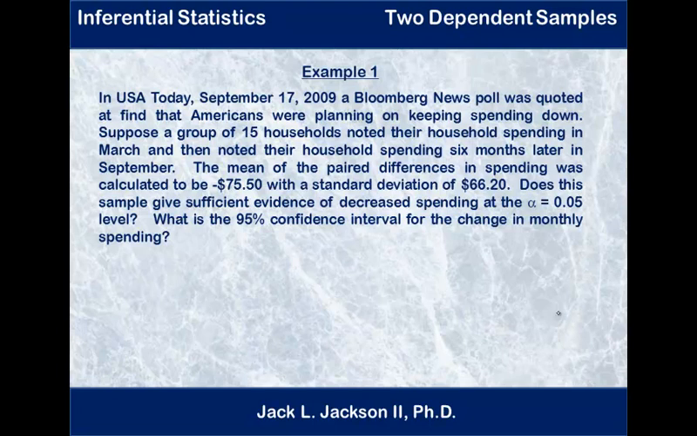Does this sample give sufficient evidence of decreased spending at the alpha equal 0.05 level? And what's a 95% confidence interval for the change in monthly spending? So now we're going to do both the confidence interval and hypothesis testing. See if you can go ahead and do this now. Press pause.